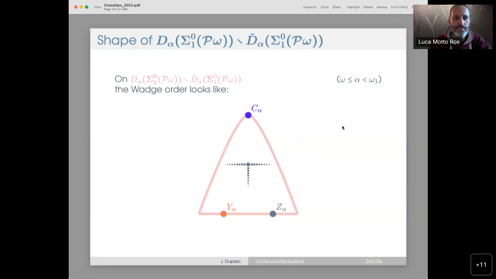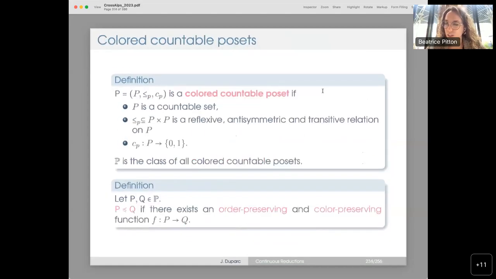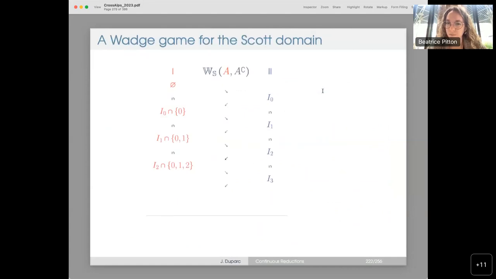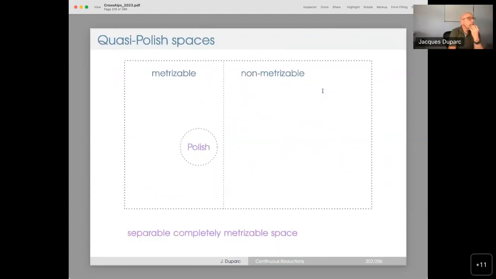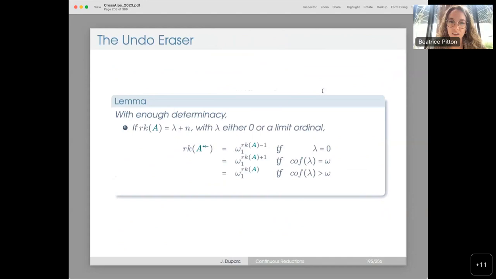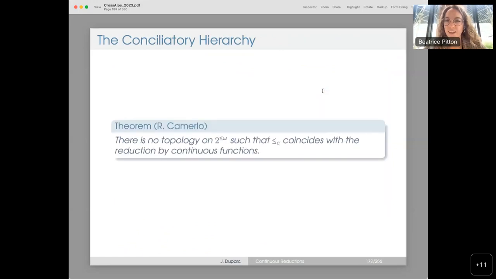Let me ask if there are questions. I do have a question about the Wadge-like reductions. I'm not sure I understood correctly. So we said that on the space 2^omega union 2^{<omega}, there is no topology such that the Wadge-like reduction is the same as the continuous reduction. Right? That was resolved by Ricardo. Yeah. Okay. To go back, could you give a hint as to why it happens, or is it too complicated?